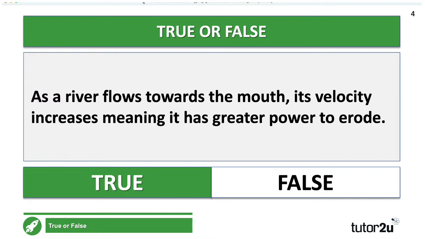Okay. As a river flows towards the mouth, its velocity increases, meaning it has greater power to erode. What do you reckon with this one? You have been listening, Jim. Thank you. Right, he's going to go again. 50-50 chance on this one.